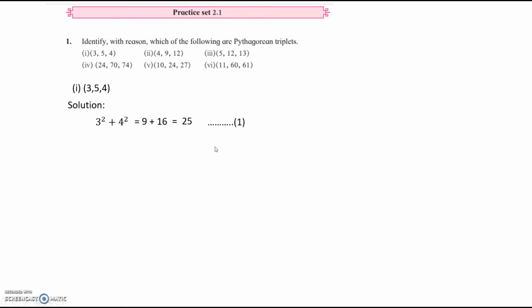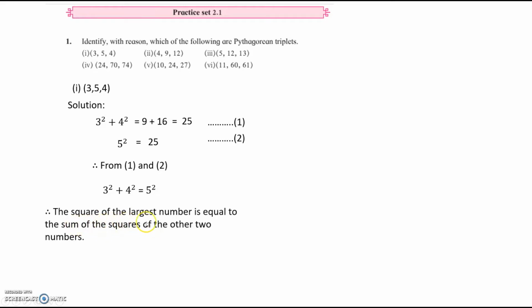Let's put it as 1. Now we'll take the largest number, which is 5. Let's square it. 5 square is equal to 25. Let's put it as 2. From 1 and 2, we are getting both are equal to 25, which means 3 square plus 4 square is equal to 5 square. Therefore, we can say the square of the largest number is equal to the sum of the squares of the other two numbers. Therefore, 3, 5, 4 is a Pythagorean triplet.